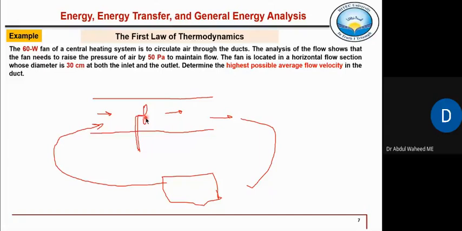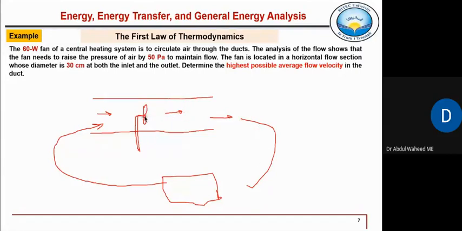Right. The purpose of the fan which is installed in our rooms is only to increase the velocity of air. But for this fan, which is making the fluid flow in large ducts over long lengths, the purpose is to increase the pressure. Why increase the pressure? Because when fluid is flowing through these ducts, there is friction. When the fluid comes in contact with the walls of the duct, there will be friction, and the fluid must overcome this friction so that it can flow.